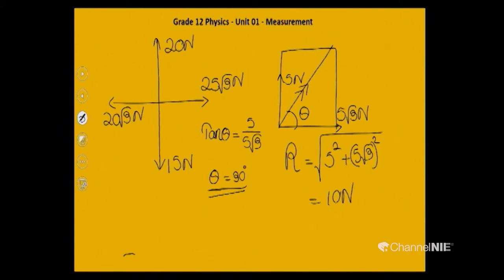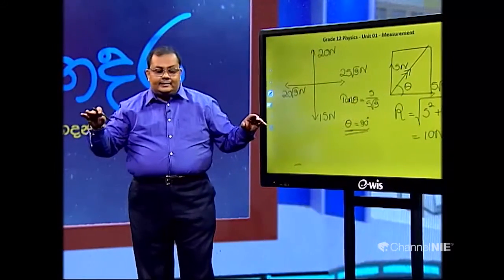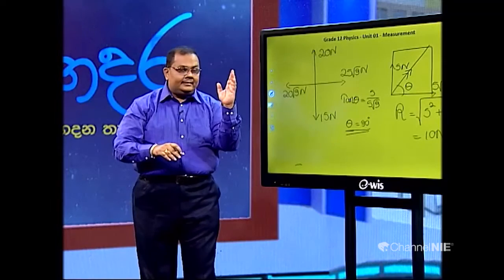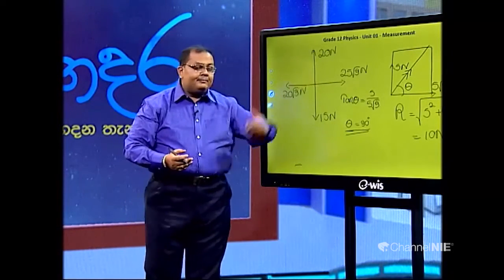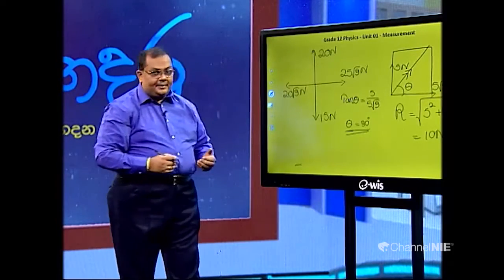Then if you are given many vectors like this, first find the horizontal resultant, find the vertical resultant, until they come to two perpendicular vectors. After that, same principle, Pythagoras principle.